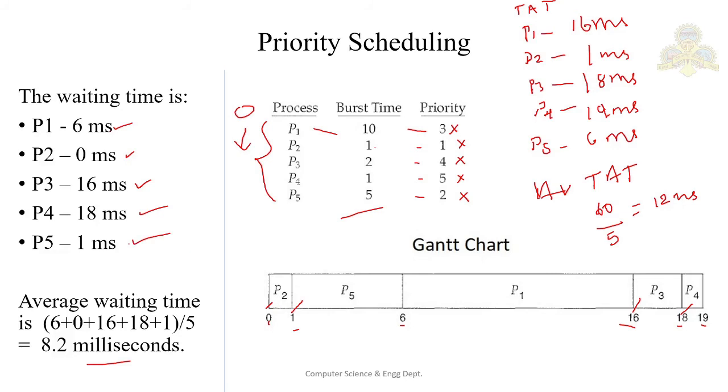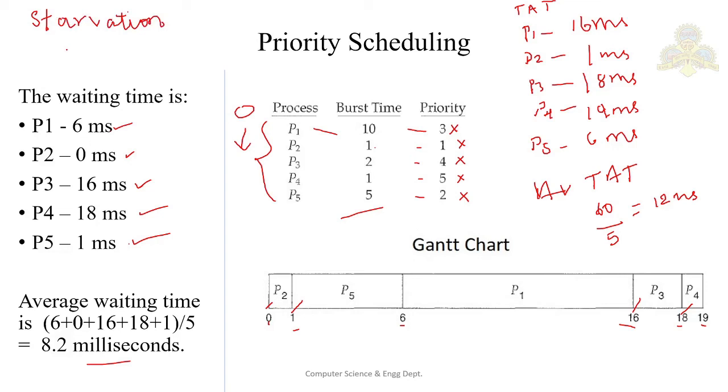There are some problems with this priority algorithm. The problem here is that there might be a chance of indefinite blocking, or what we call starvation. Okay, let me write here. The problem is starvation: indefinite blocking or starvation.